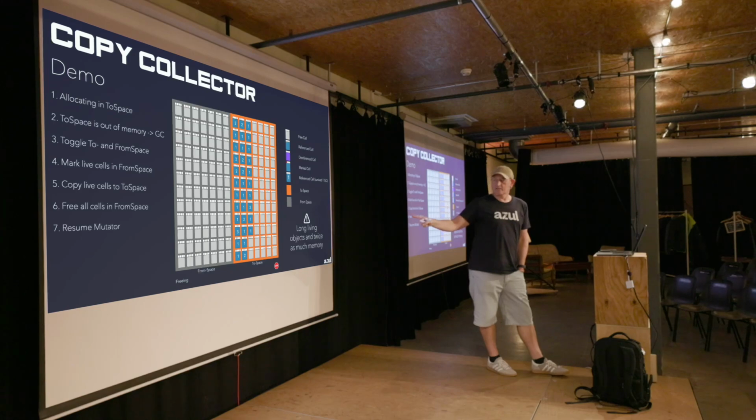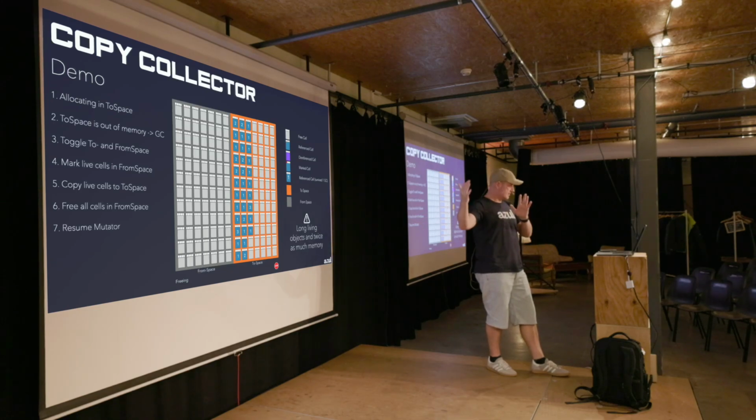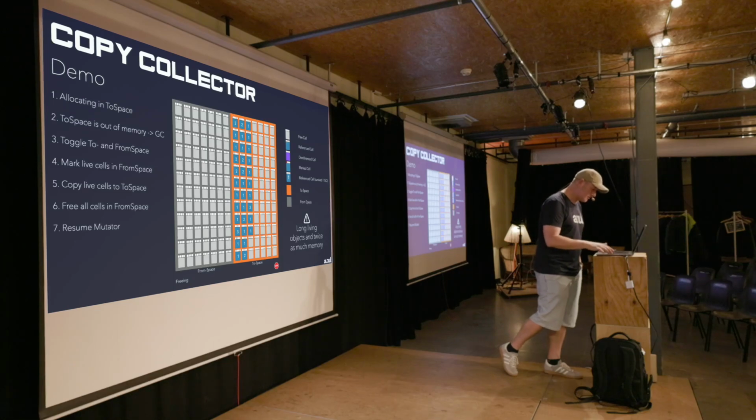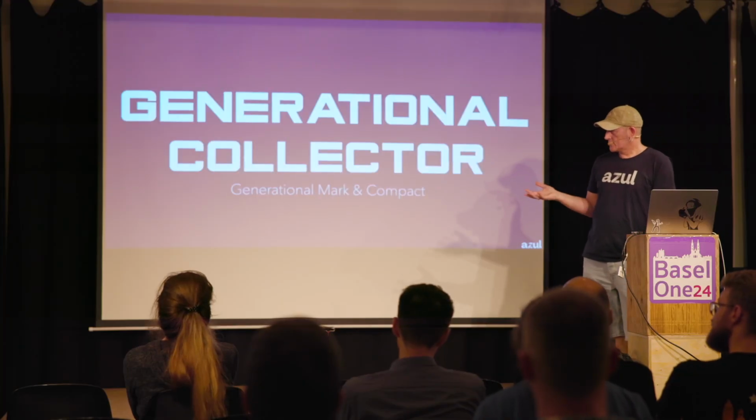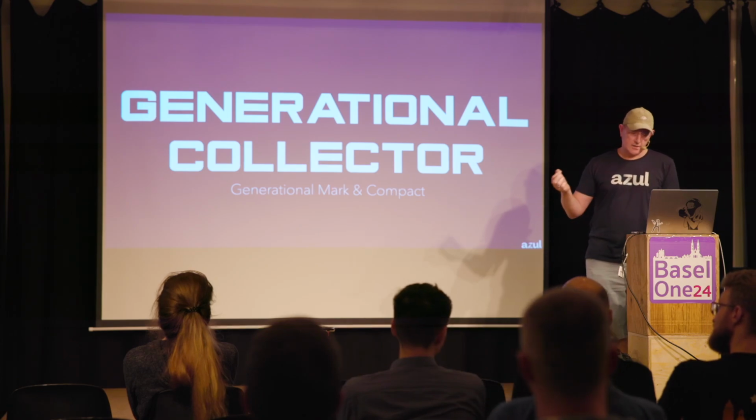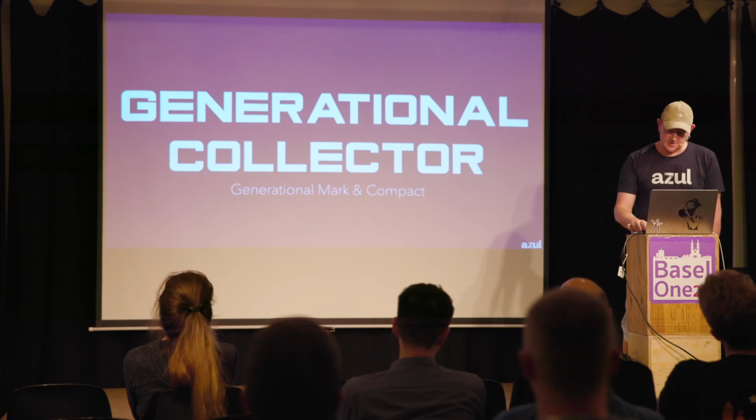The other disadvantage, you see it already: if you have a big heap, you need twice as much to be able to, in the worst case, copy the complete heap to the other side, right? So this is the drawback of the copy collector. This is also in use, which leads me to the generational collector. This is generational, mark, and compact. And you will see this is now a little bit different.